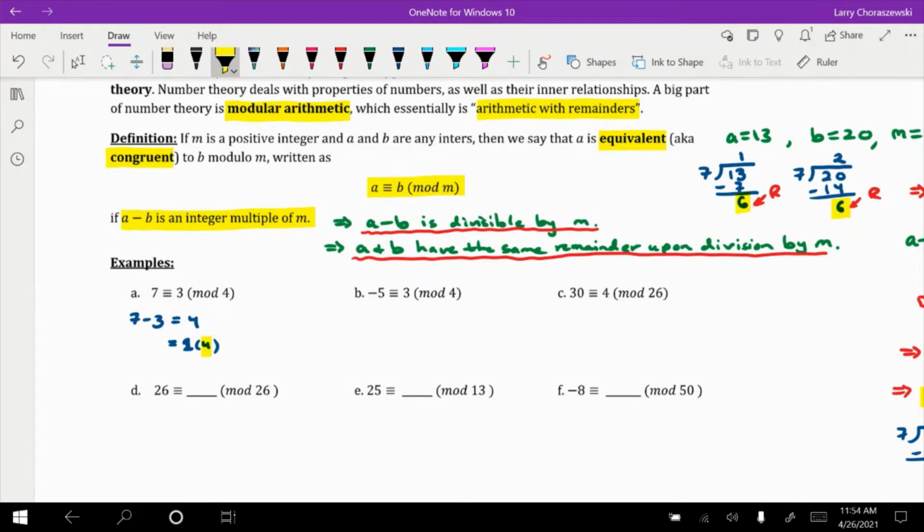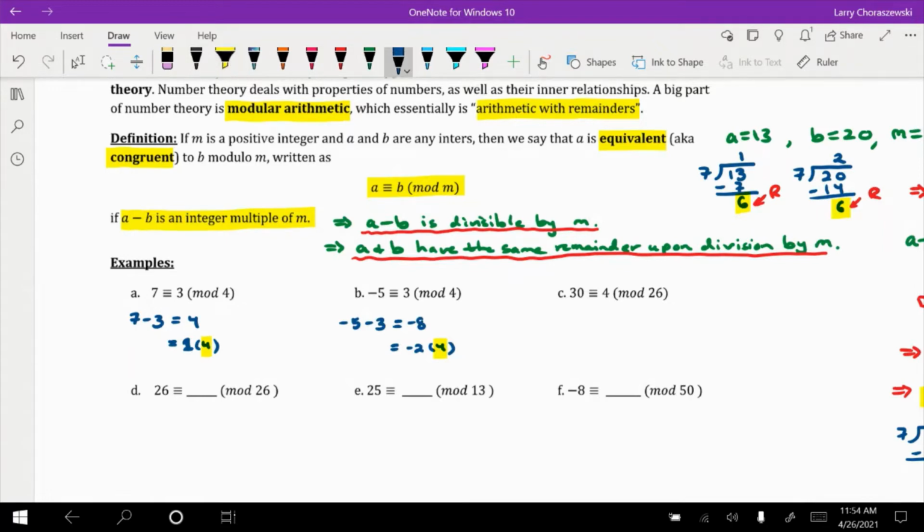For part B, negative 5 is congruent to 3 modulo 4. And to verify that, we could do negative 5 minus 3, which gives us negative 8. And you could rewrite negative 8 as negative 2 times 4. So the fact that A minus B can be rewritten as negative 2 times 4 means that 4 divides A minus B. So this is a true statement as well.